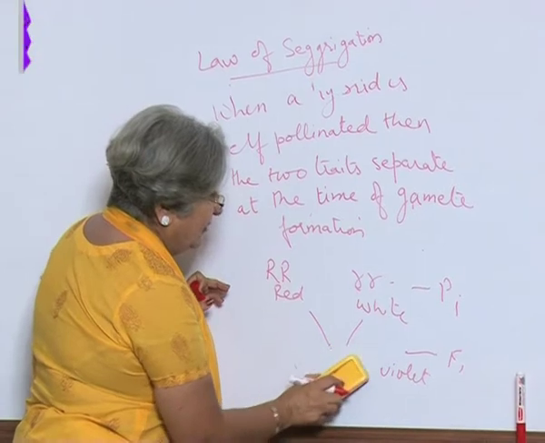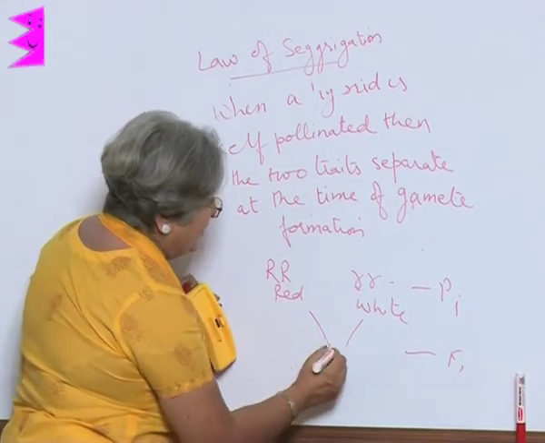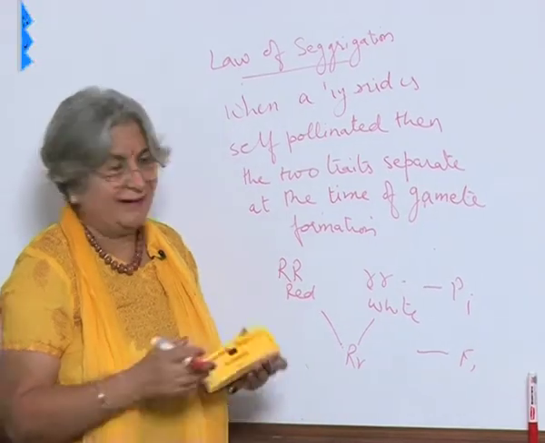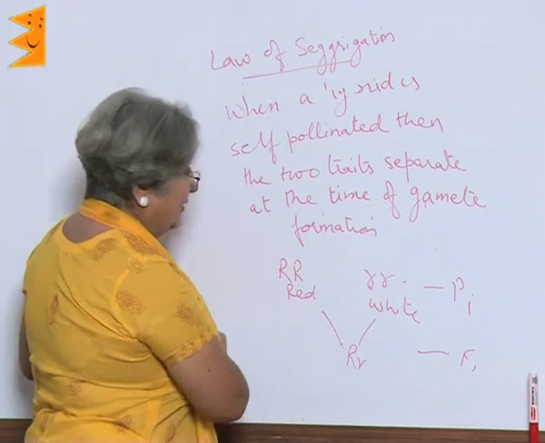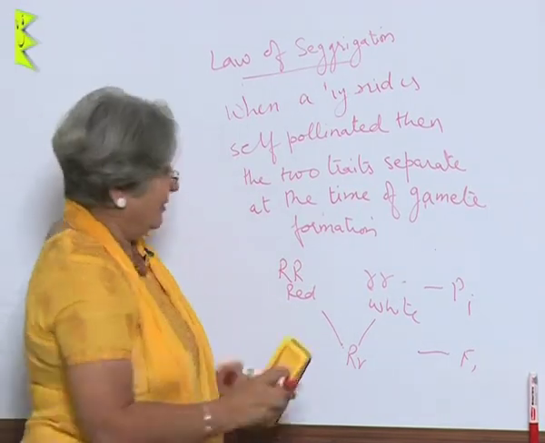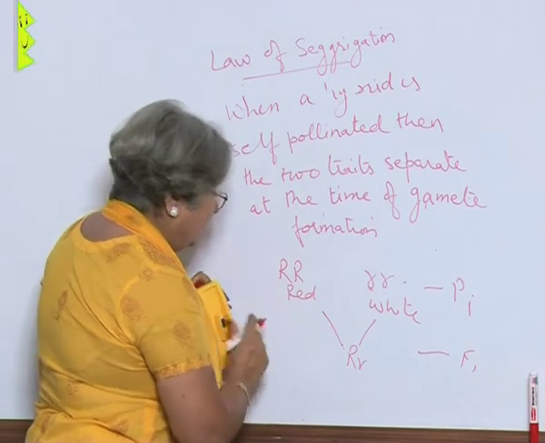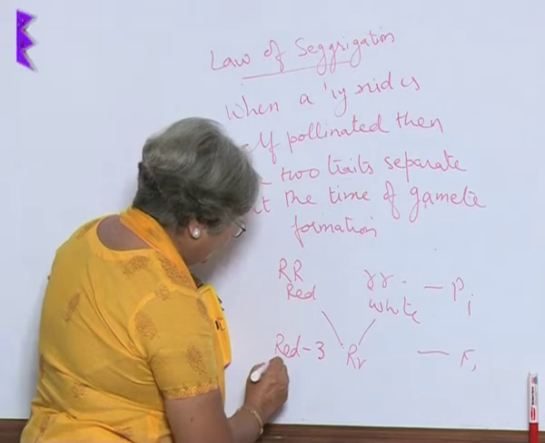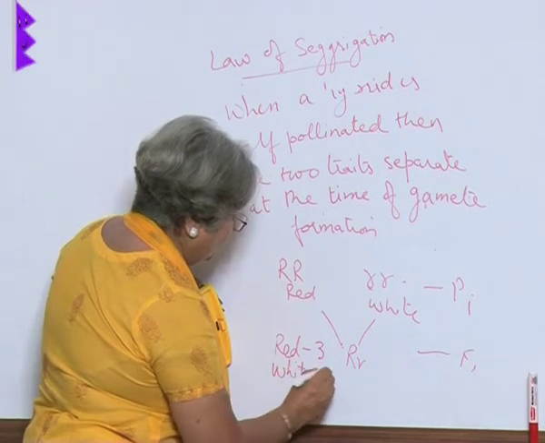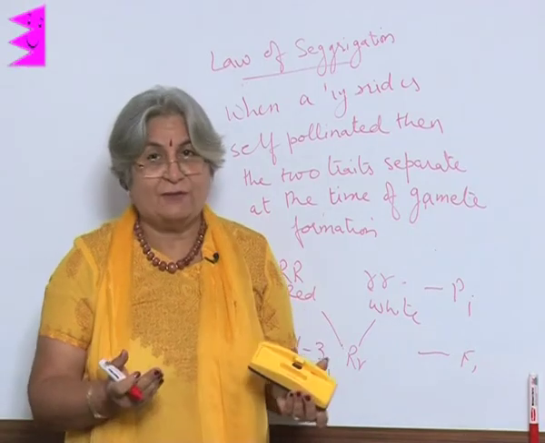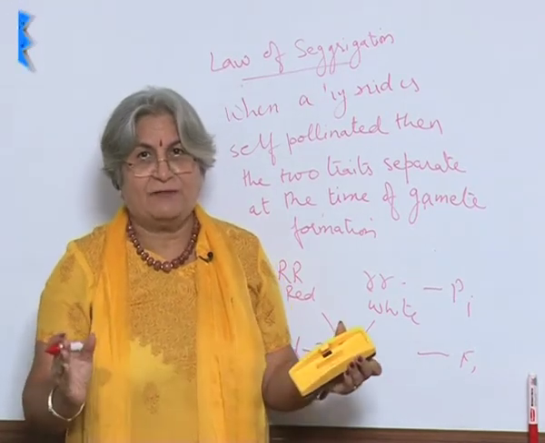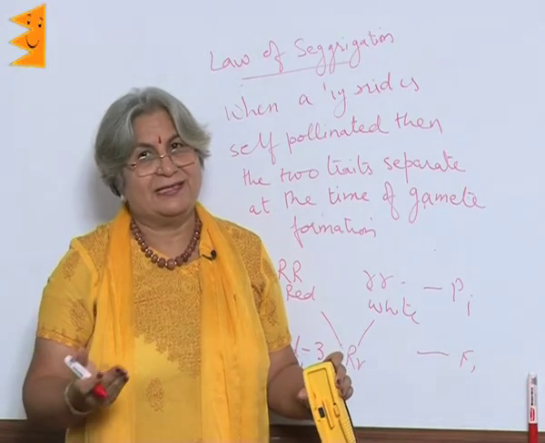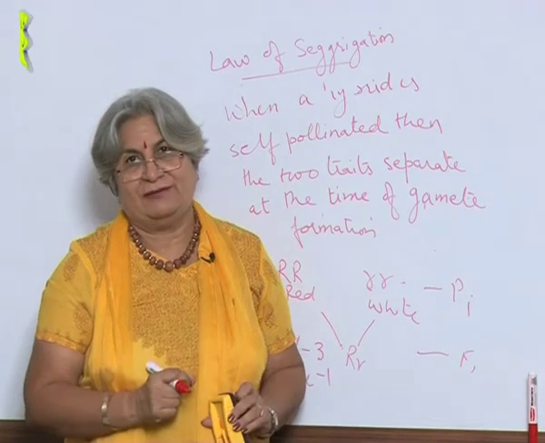And the flowers in the F1 generation will be red. So, which color is dominant? Red, right? And then in the F2 generation, the ratio would be 3 will be red and 1 will be white. So, every time what has happened, that when gametes were being formed in the F1 generation, the two traits separated and the recessive character also expressed itself.